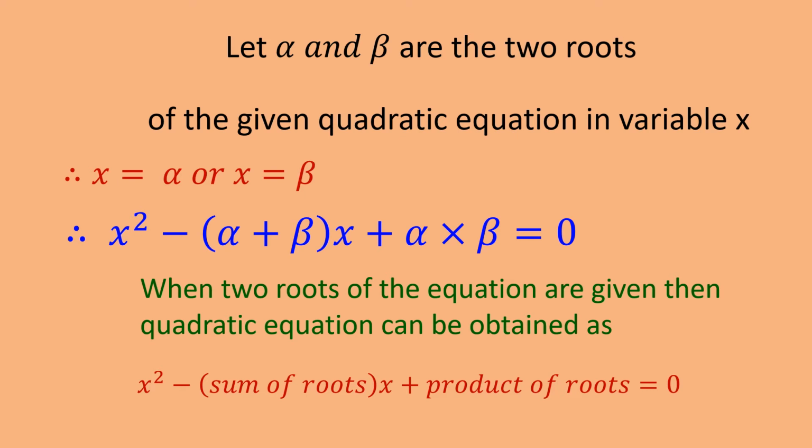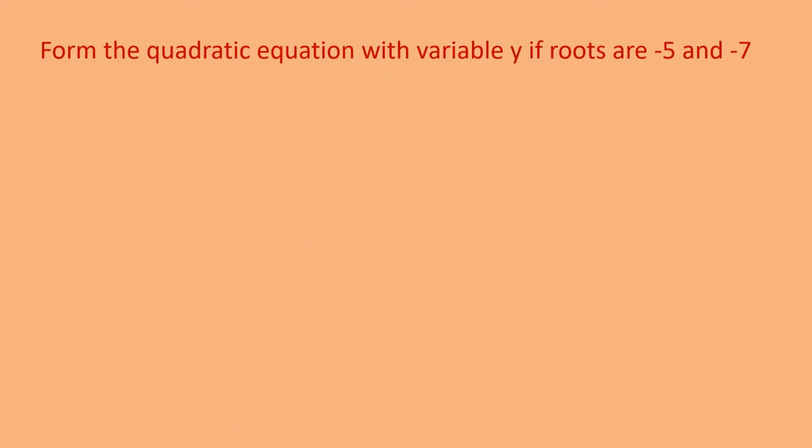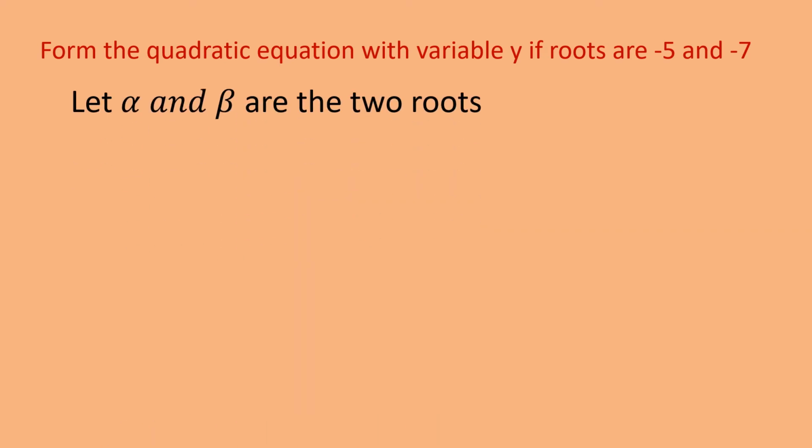Now let us see one example to clear the concept. So in this quadratic equation they have given us the variable as y and the roots are minus 5 and minus 7. So what we will get? Let alpha and beta be the two roots. Therefore y equals alpha or y equals beta. In other terms, alpha is minus 5, beta is minus 7.